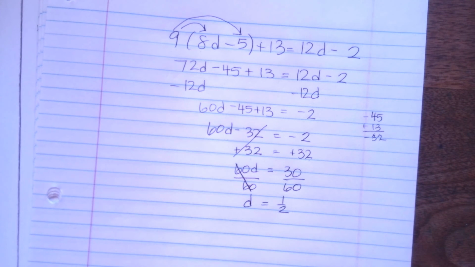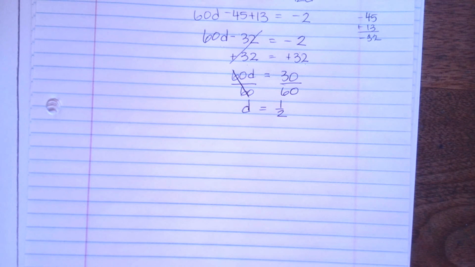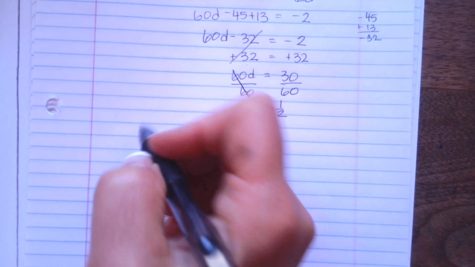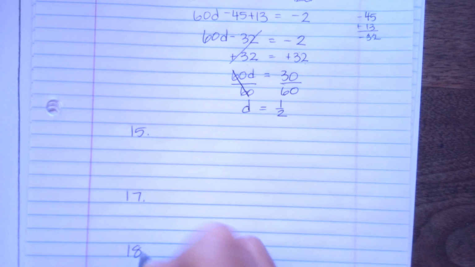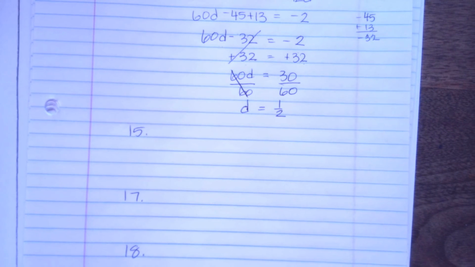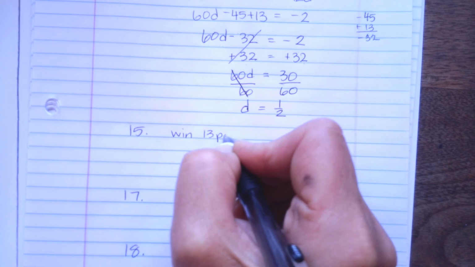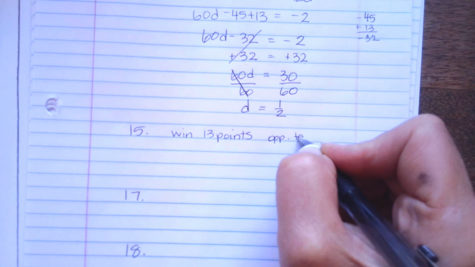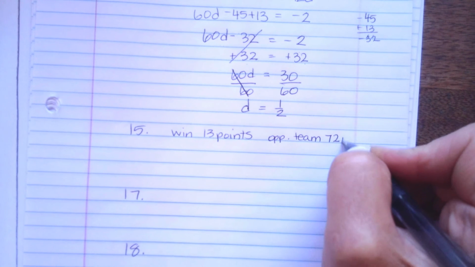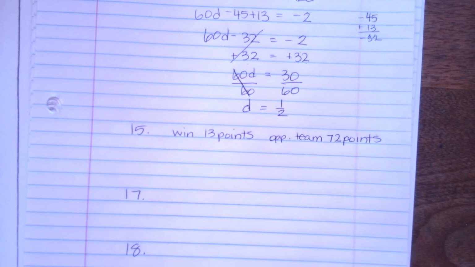Do you have any questions about that one? I don't know about you, but I'm going to do the word problems because I hated word problems when I was your age. So let's just figure them out. So we have 15, 17, and 18. Number 15: your basketball team wins the game by 13 points. The opposing team scores 72 points. Explain how to find your team's score.